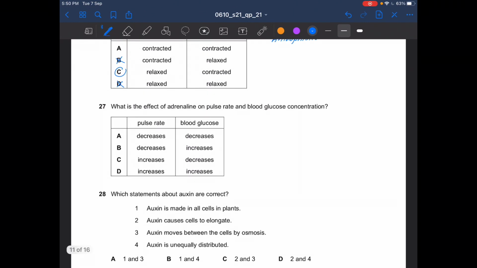Next question, what is the effect of adrenaline on pulse rate and blood glucose concentration? Adrenaline is for fight or flight. So adrenaline would actually increase the breathing and pulse rate, and also widen the pupils. So for this question, the pulse rate increases, blood glucose increases, so the answer would be D.